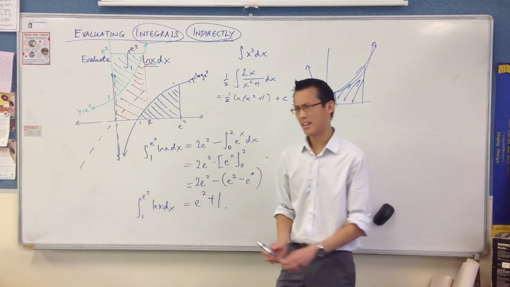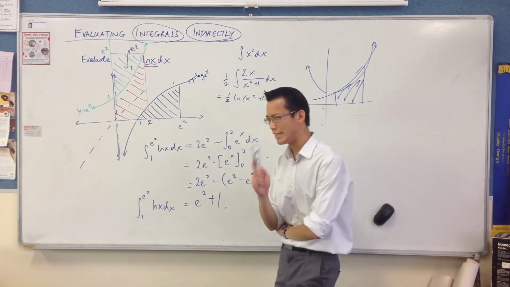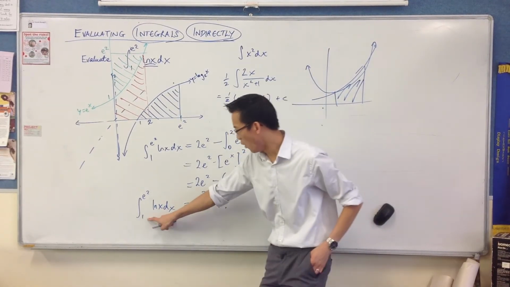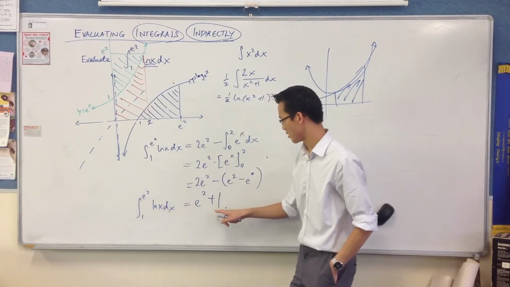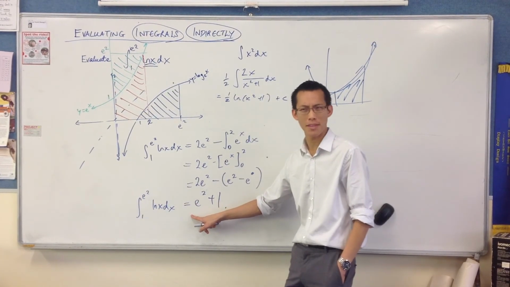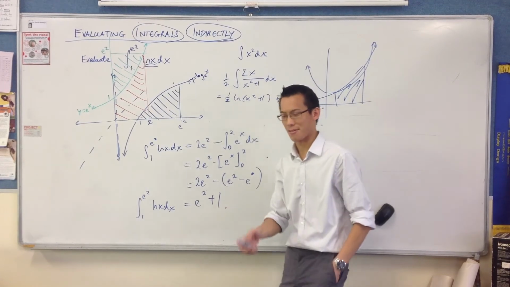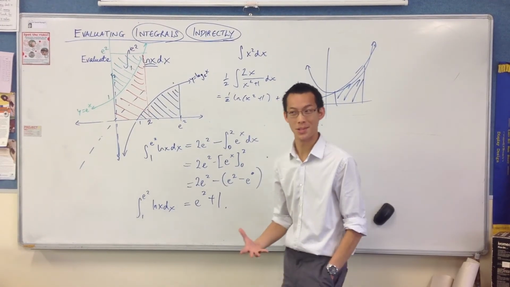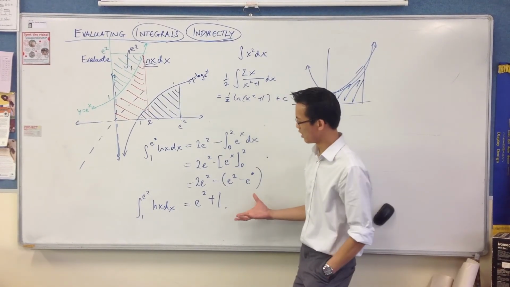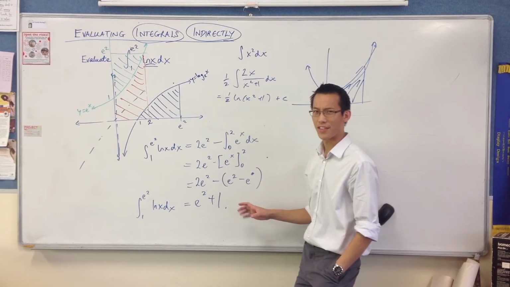Which, by the way, I don't know about you, but it looks really sus. You're going from 1 to e squared and you get 1 plus e squared. What's up with that? Now I'm just going to let that rattle for a second. It just looks unusual. That's the kind of thing that mathematicians look at and they think something's going on there, I should dig at it.